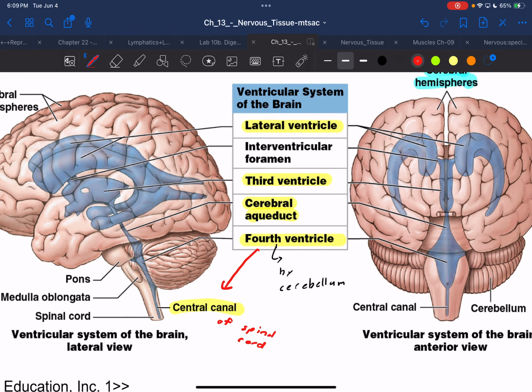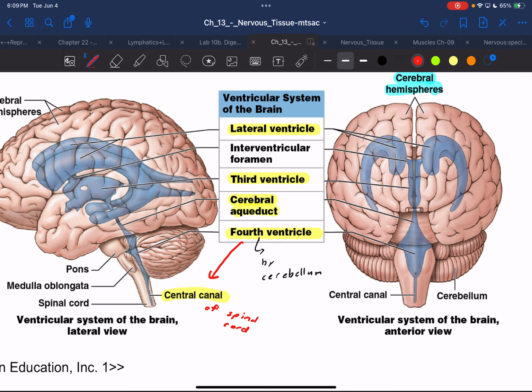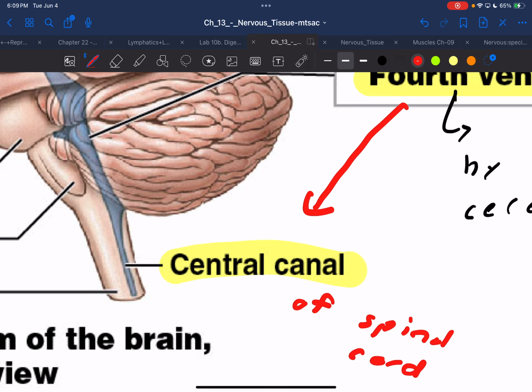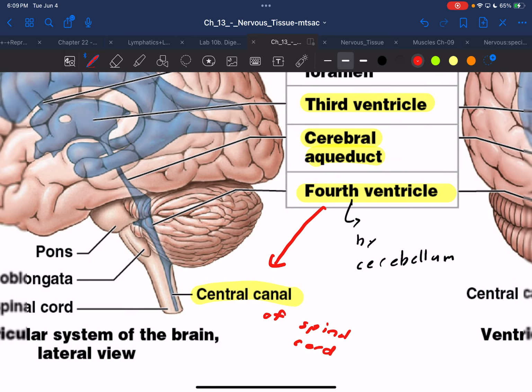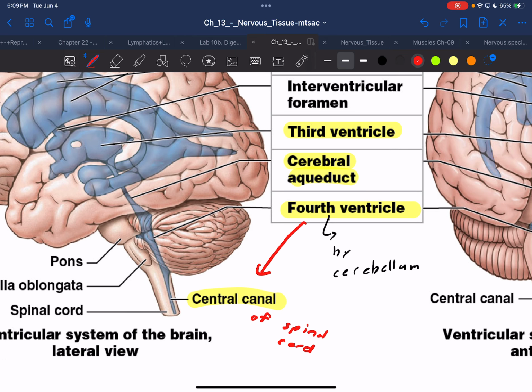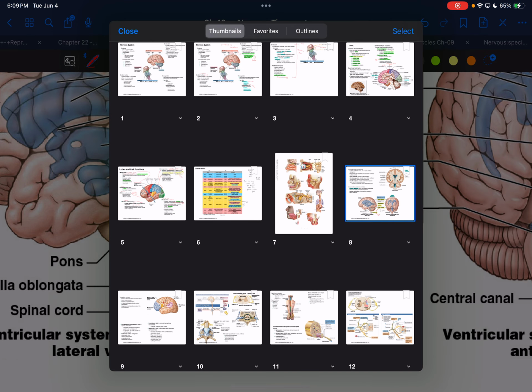So that's the relevance right now of that structure. Circulate CSF, connected with the spinal cord because of that central canal. Ependymal cells are responsible for creating CSF, which is cerebrospinal fluid.